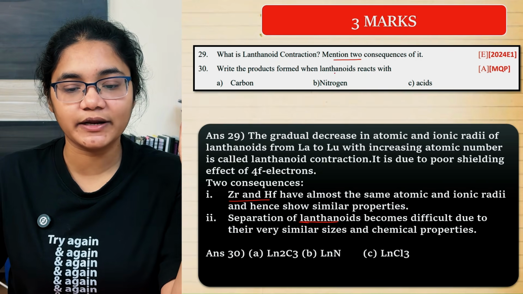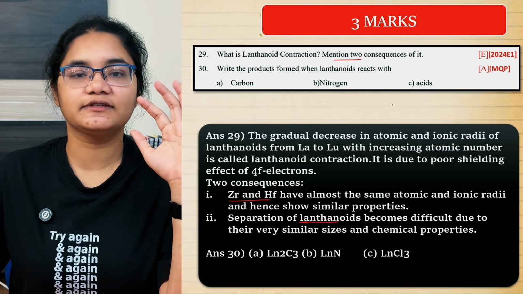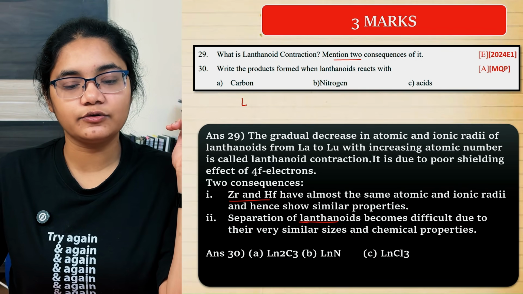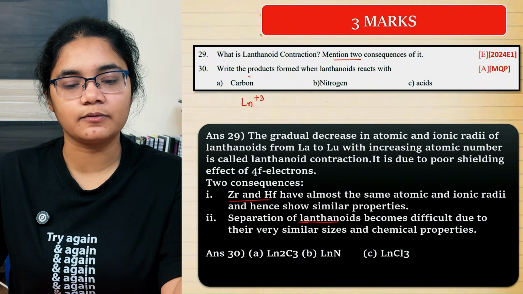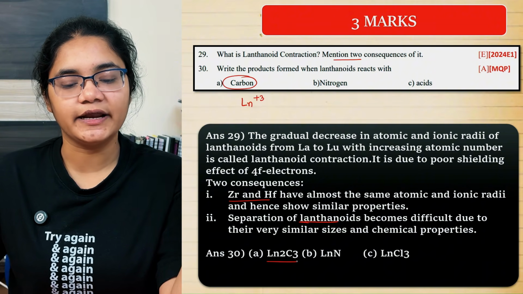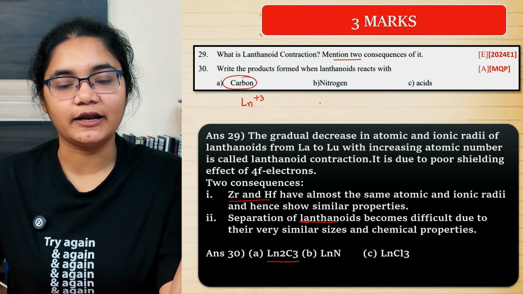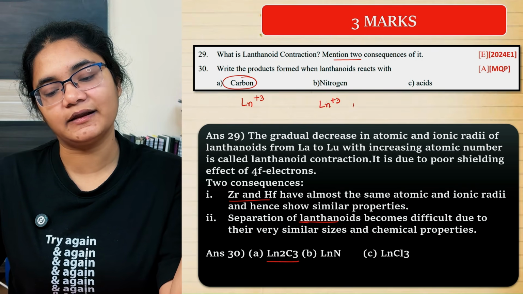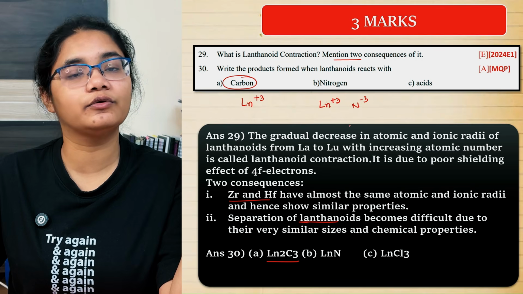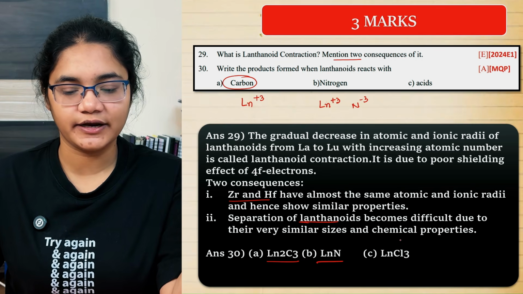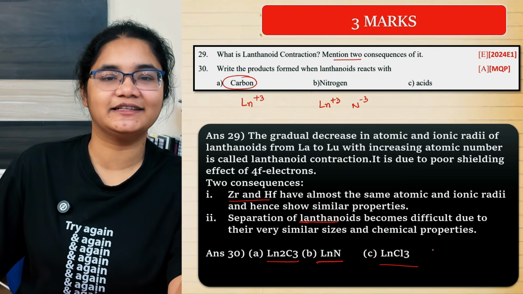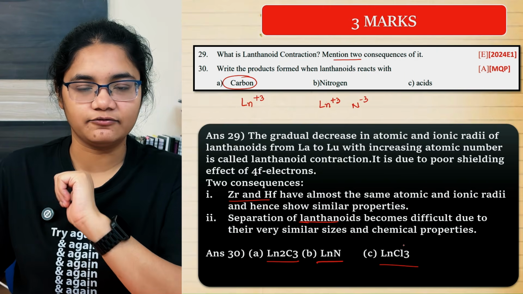Next, write the products when lanthanide reacts with these things. Now see, this is very simple. Lanthanoids, you should remember that it has a +3 charge. After that, with carbon, you should basically remember the products. It gives you Ln2C3. But with nitrogen, lanthanum is +3, nitrogen is -3. So if you do crisscross, you will get LnN. And with acids, it gives you the salts, right? So LnCl3, for example, with HCl acid, then LnCl3 will form.